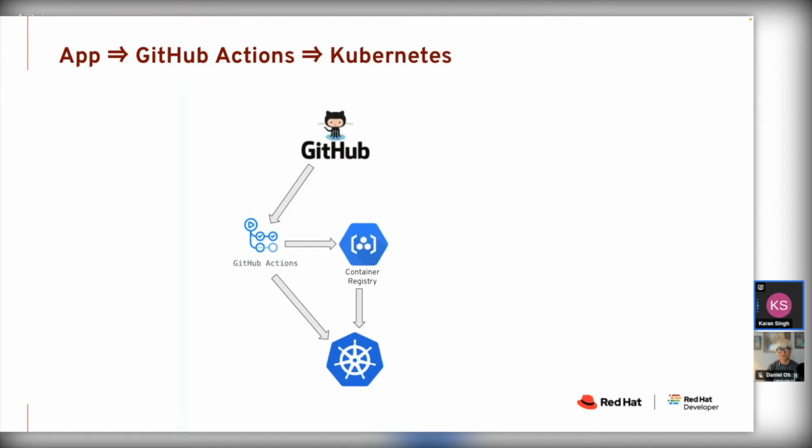So for example, in this image here, if there is a push, let's say a change detected by GitHub Actions, you could build a container image and maybe push that to a container registry, and you can also deploy that to Kubernetes, right? So this is how people could use GitHub Actions.